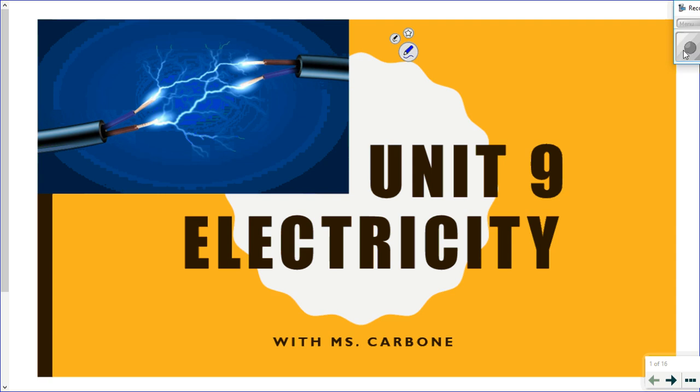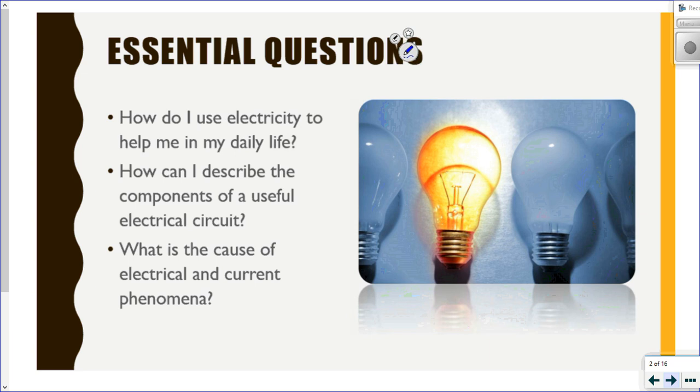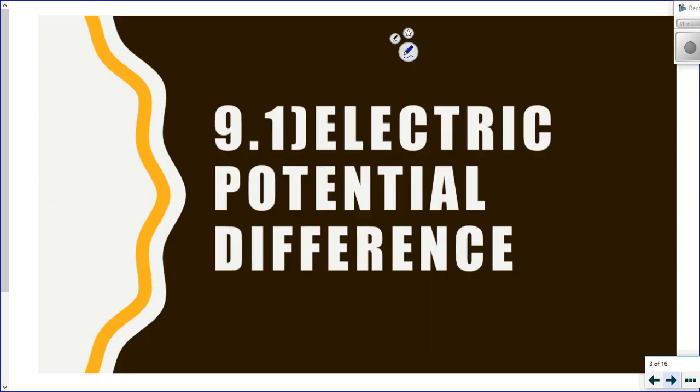So this is the first lesson from Unit 9, Electricity. Notice that your essential questions are on the front of the packet for electricity. And in this lesson, I just want to cover 9.1, Electrical Potential Difference.